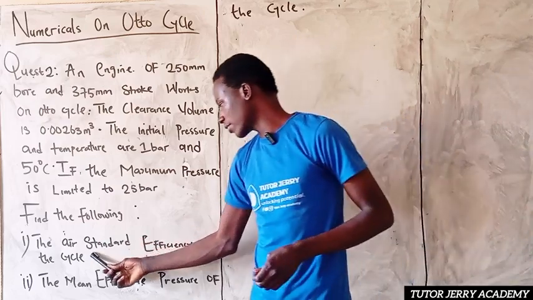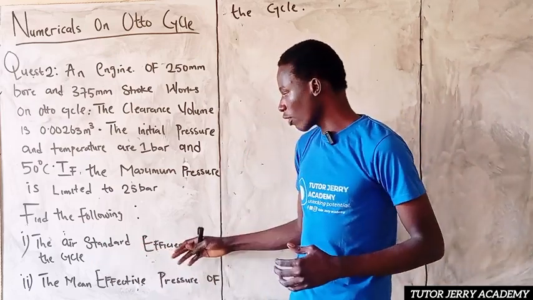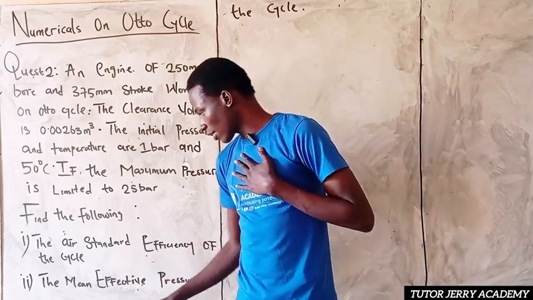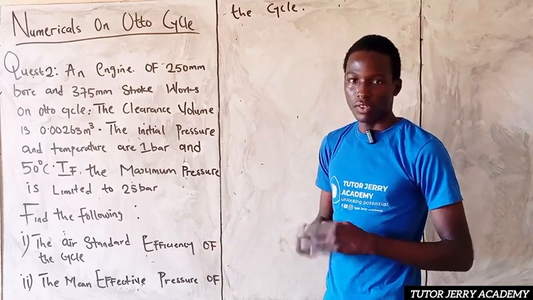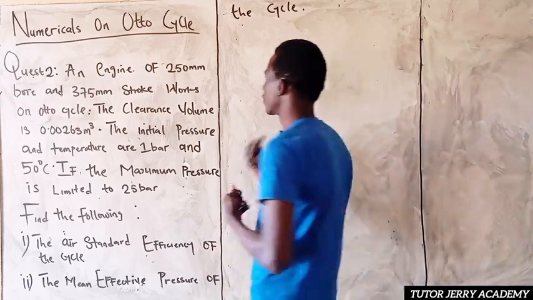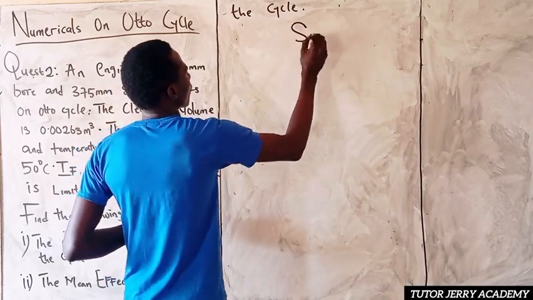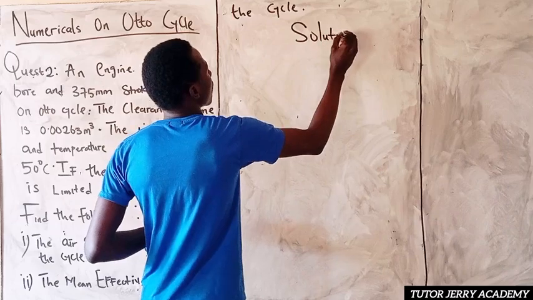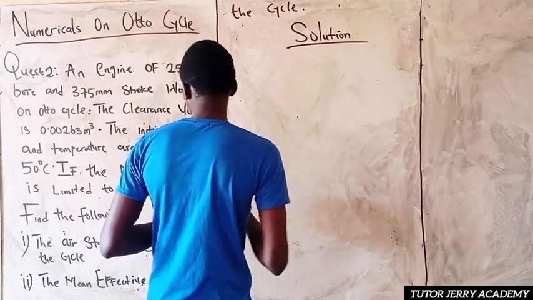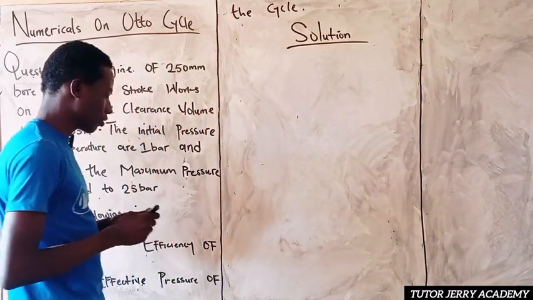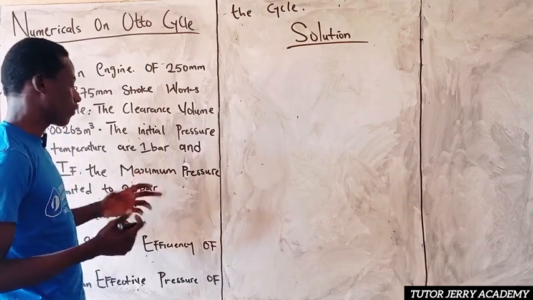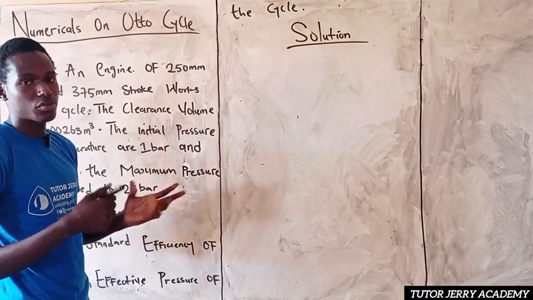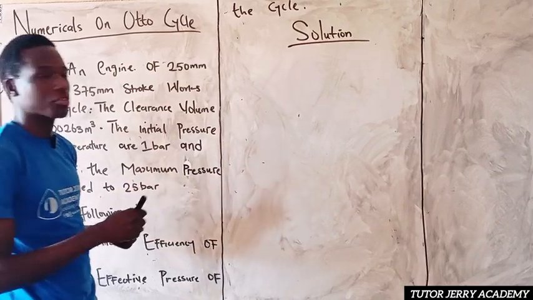First, we are asked to find the air standard efficiency of the cycle, and secondly, the mean effective pressure of the cycle. So let's go on and solve this question. I'm going to say solution first. Now, in order to solve this question, first I will be sketching the PV diagram of an Otto cycle, before we solve the question.